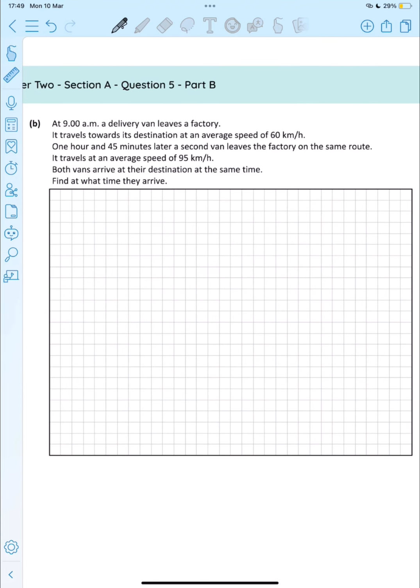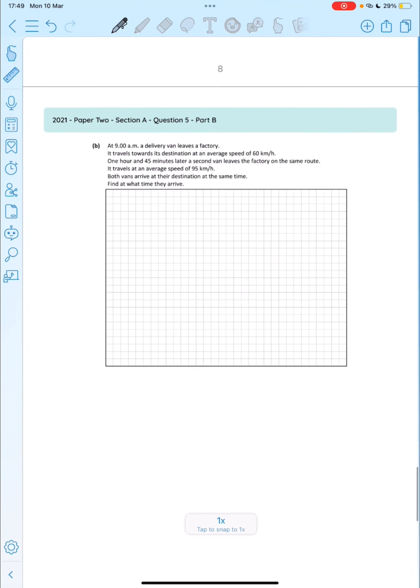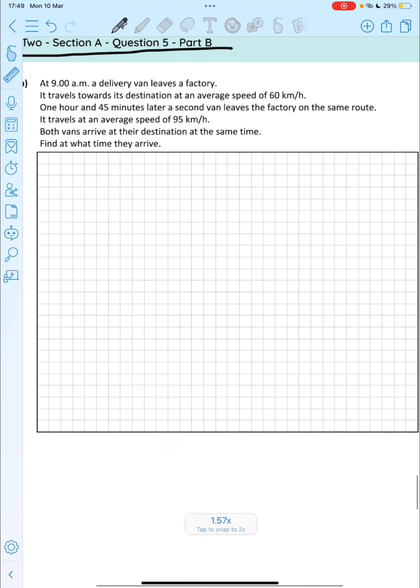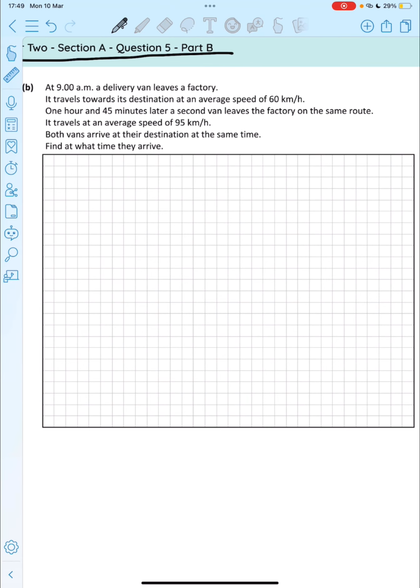Okay, so this is 2021, paper 2, question 5, part B. So at 9 a.m. a delivery van leaves a factory and it travels towards its destination at an average speed of 60 kilometers per hour. It travels like that for 1 hour and 45 minutes before a second van leaves the factory on the same route, and that travels at 95 kilometers per hour. And they both reach their destination at the same time. How long does it take them?